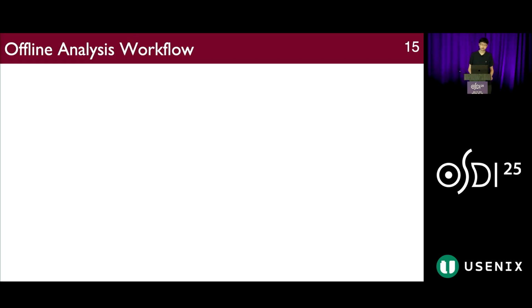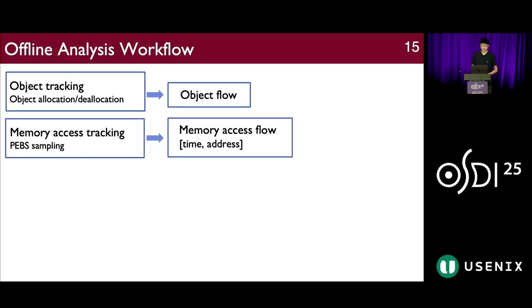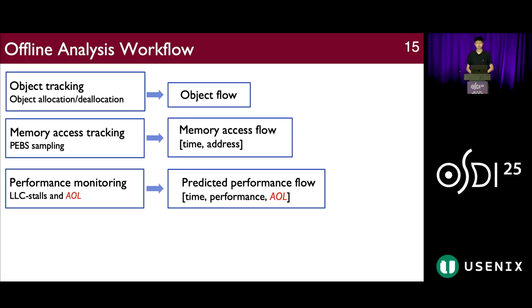To distinguish which objects are more performance critical, it's necessary to do offline analysis. That starts with checking the object allocation, basically when each object is allocated and when it's deallocated. Next, we check the memory access using tools like PEBS. This gives us the flow of memory access, including when and where each memory access occurs. In parallel, we monitor system performance using CPU counters. Then we have time series data of predicted performance.